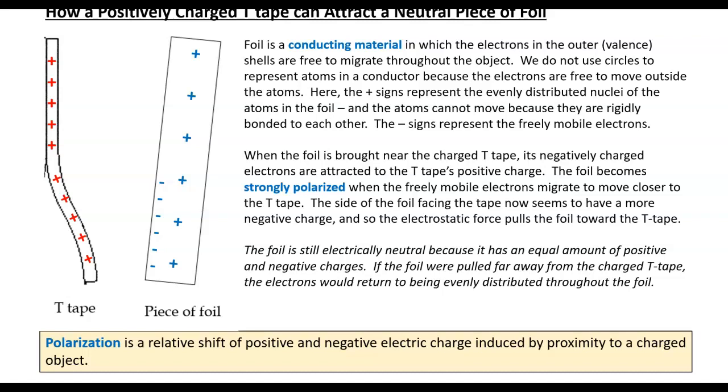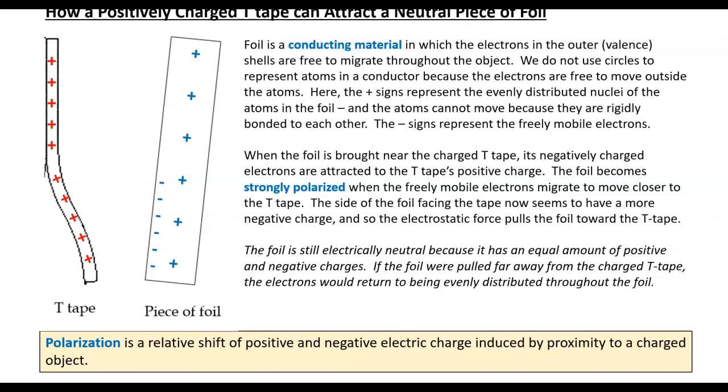When we are drawing a figure to show a conducting material, we do not use circles to represent the atoms. That's because the electrons are free to move outside the atoms. They're not constrained inside that circle anymore. They can literally move from one end of the piece of foil to the other end of the foil. So here, the plus signs represent the evenly distributed nuclei of the atoms in the foil. And notice that the nuclei are evenly distributed throughout the foil because the nuclei do not move, because the atoms are rigidly bonded to each other.